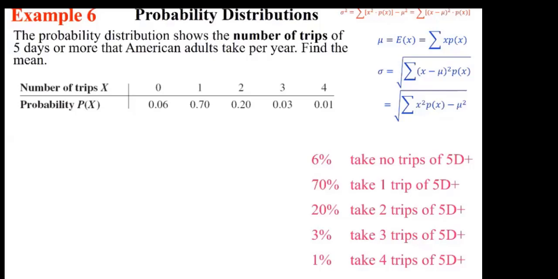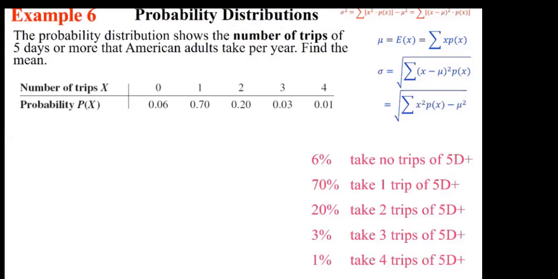Now, let's make sure we understand the meaning of this table. This table tells us 6% take no trips of 5 days or more. I'm being lazy, I put 5D plus. That means 5 days or more. According to this table, 70% take 1 trip that is 5 days or more. 20% take 2 trips of 5 days or more, and so on and so forth. So this is the probability distribution of the number of trips of 5 days or more.